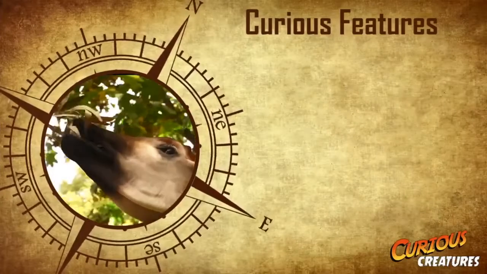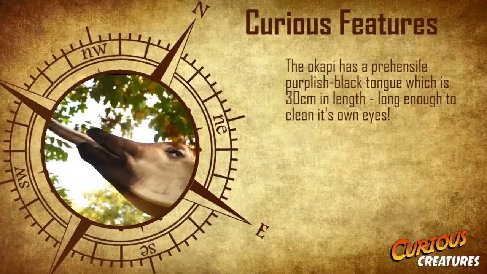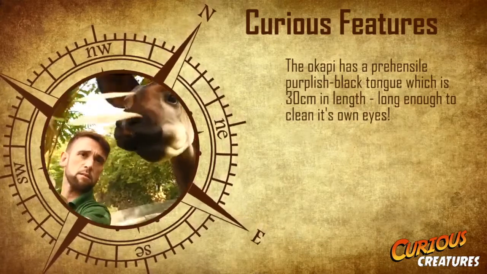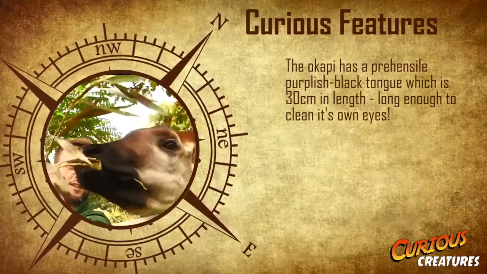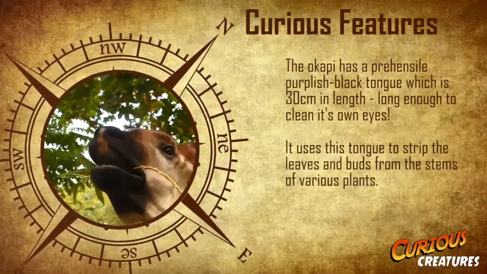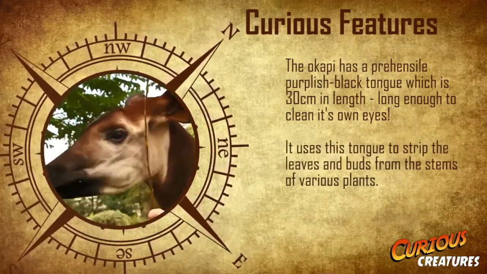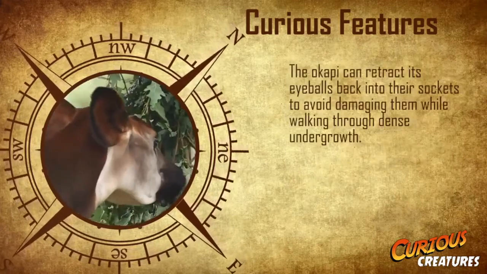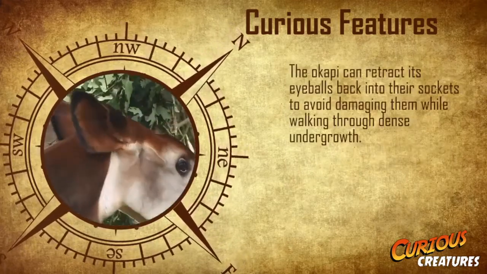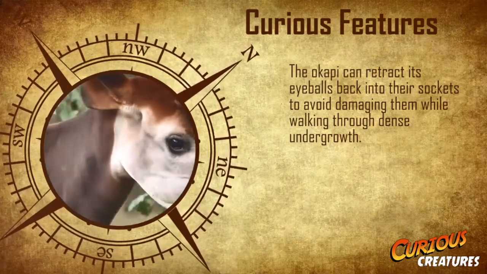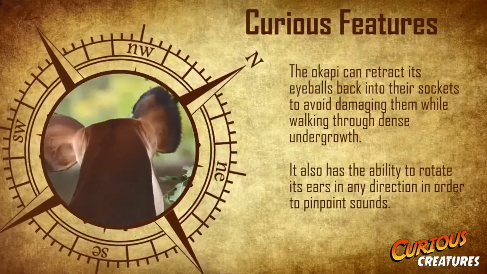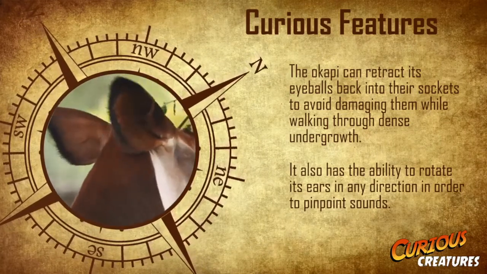One curious feature of this elegant creature is its prehensile purplish-black tongue, which is 30 centimetres in length, long enough to clean its own eyes. And this tongue is used for stripping the leaves and buds from stems of various plants. The amazing okapi can also retract its eyeballs back into their sockets to avoid damage while walking through dense undergrowth. The okapi has the ability to rotate its ears to be able to pinpoint sounds all around them.